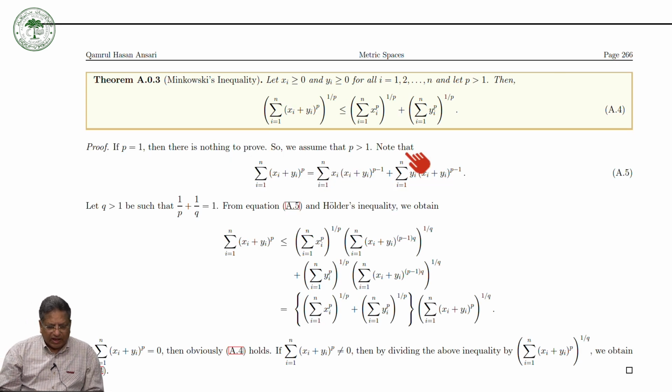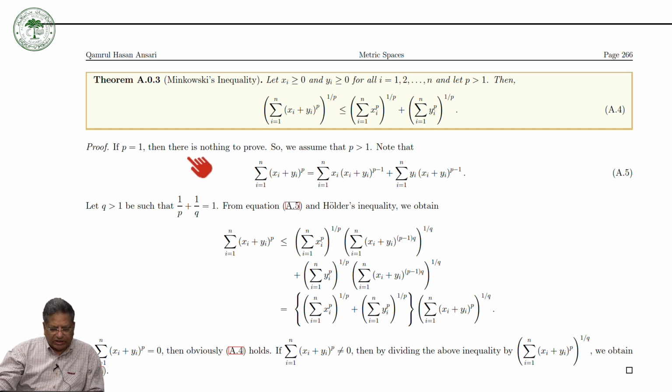The second is the Minkowski inequality. Here, xi is greater than 0 and yi is greater than 0, and the summation, i runs from 1 to n, of (xi plus yi) raised to the power p, whole raised to the power 1 over p, is less than or equal to the summation, i runs from 1 to n, of xi^p, whole raised to the power 1 over p, plus the summation, i runs from 1 to n, of yi^p, whole raised to the power 1 over p. Okay. So this you can prove.